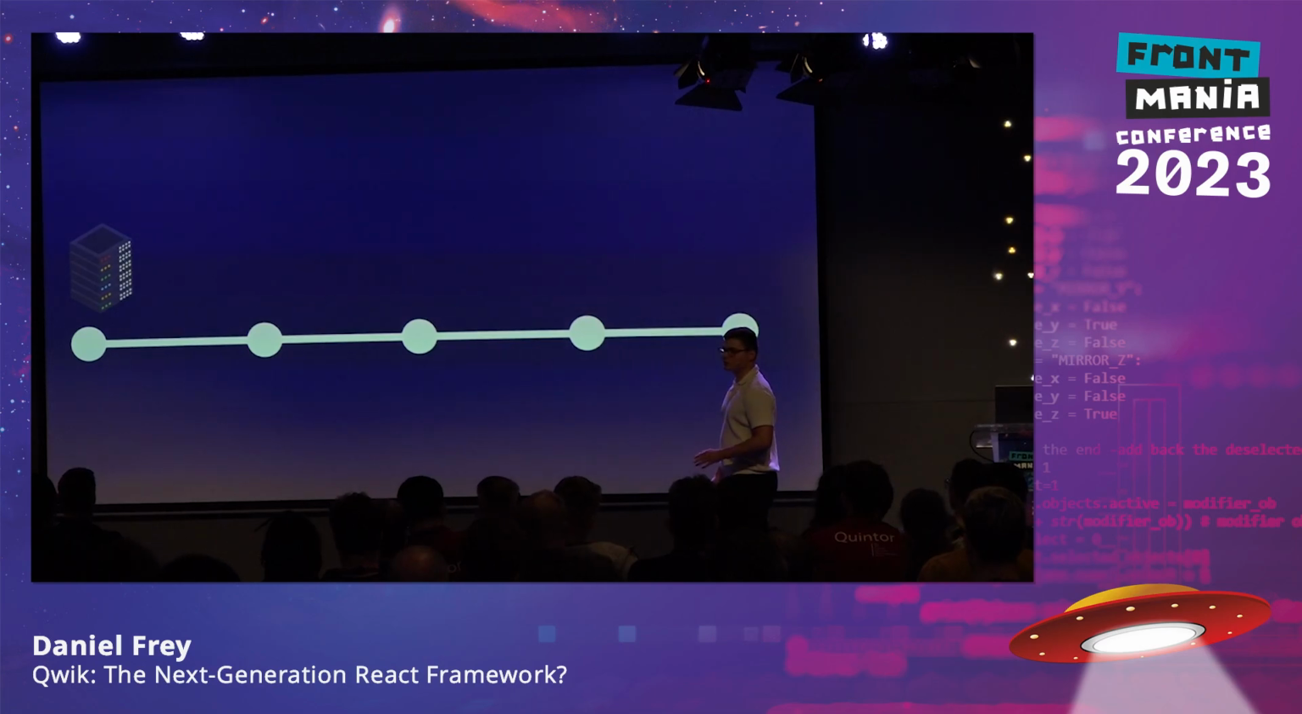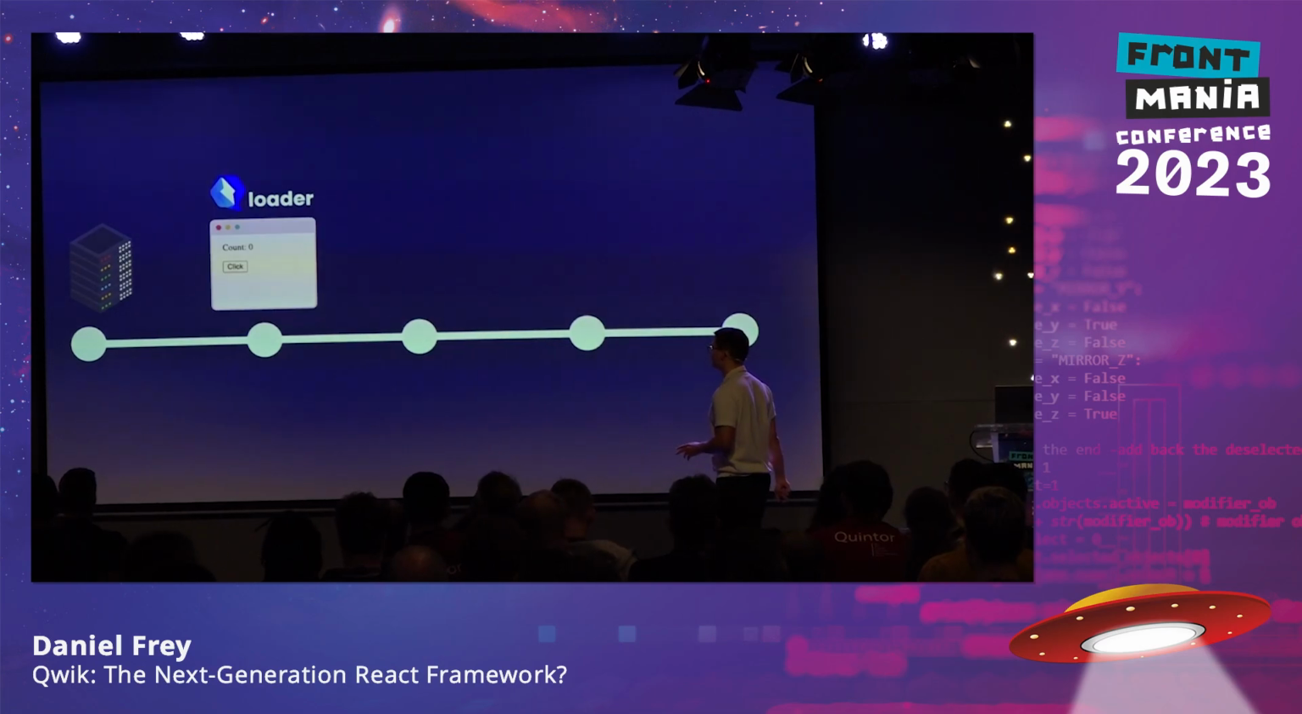So let's break it down. We have a server. It gets us this static HTML with count 0, and then you get the Qwik loader in your first initial page load. The Qwik loader, by the way, is really 1 kilobyte. So it's super small and super fast. So we get that right away.